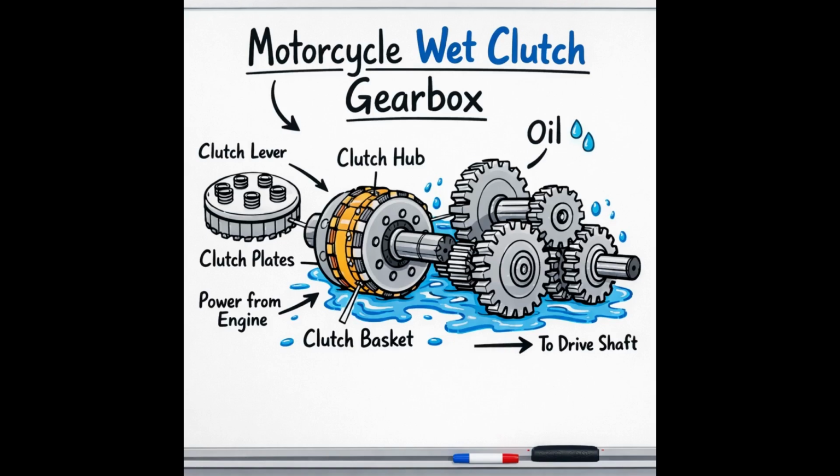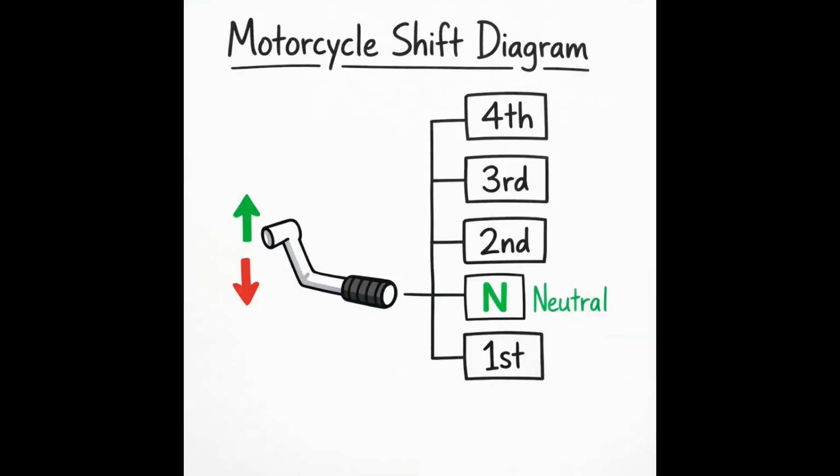One thing unique to motorcycles: neutral sits between first and second gear, not at the end like you might expect. So the order goes: first, neutral; second, third, fourth.